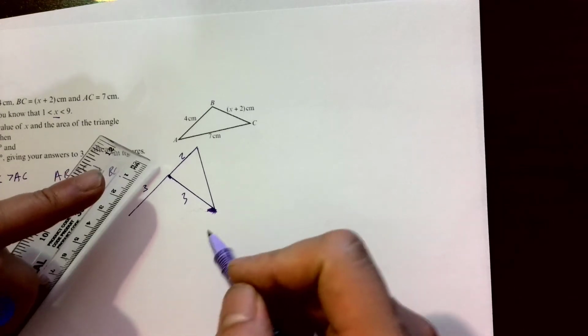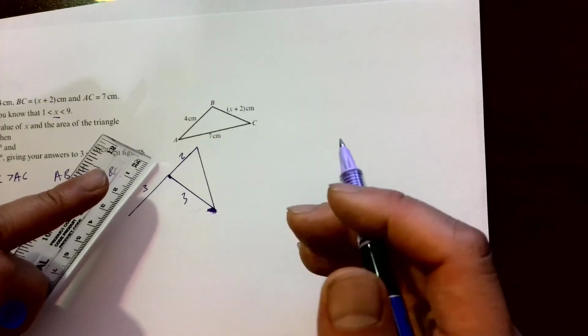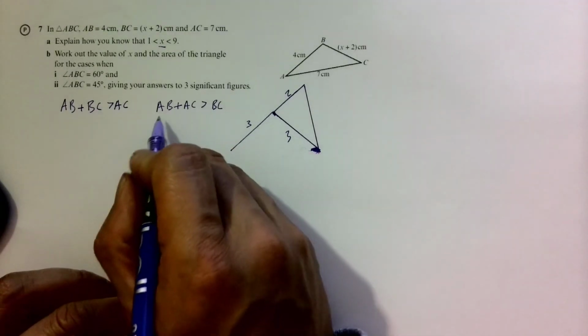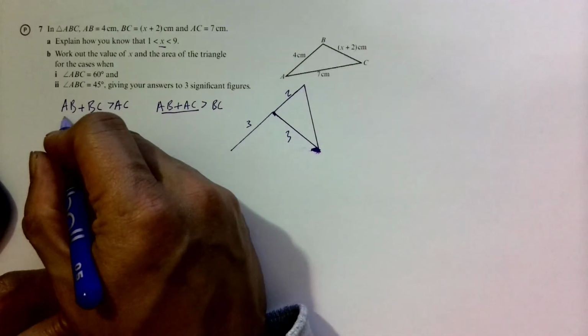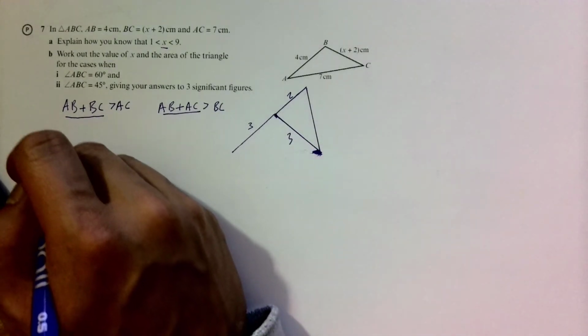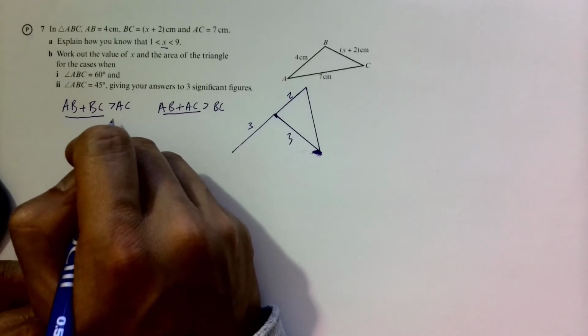So that's impossible to do, a triangle where one side is bigger than the combined lengths of the other two sides. So I hope that makes sense. But try it yourself and you'll see. So that's why this applies and that applies. Right, so back to that question. So if AB plus BC is greater than AC, it just has to be.